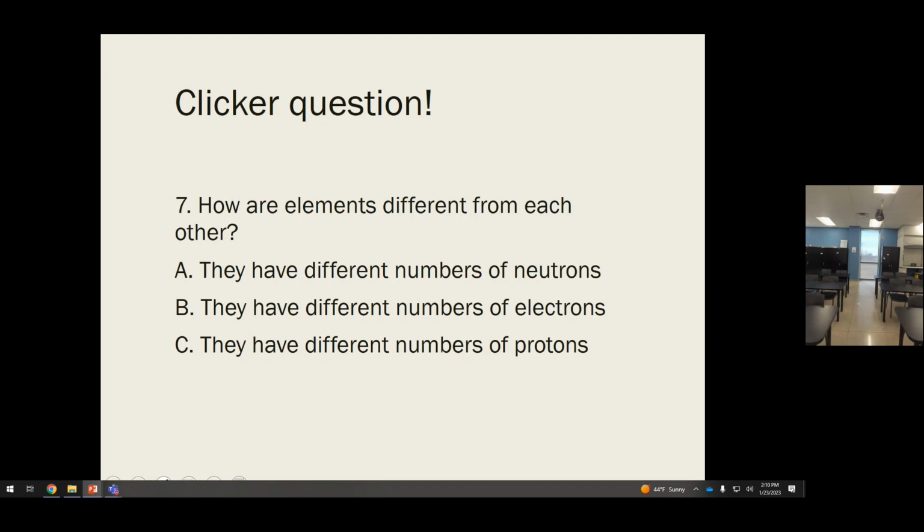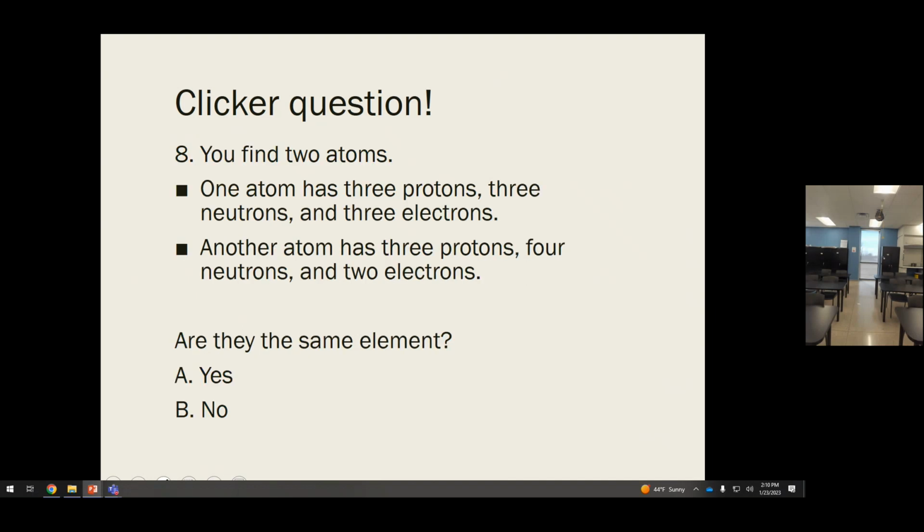Here is your question number 7. The correct answer here is C. Number 8, the answer is A.